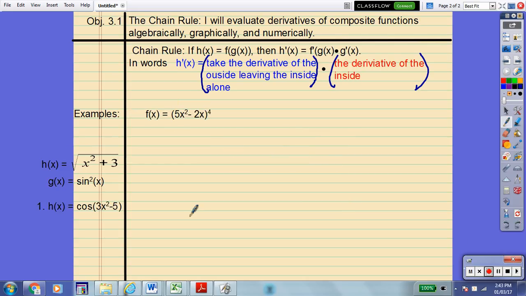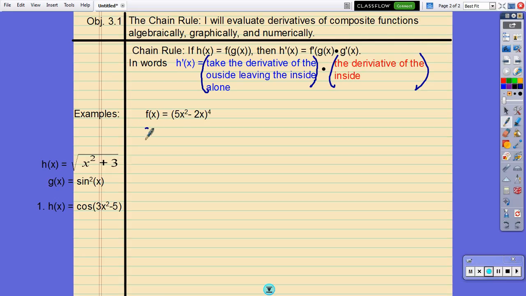So example 2, I have here a polynomial function. I notice I have 5x squared minus 2x being raised to the 4th power. Again, you have to identify what's the inside, what's the outside. Well, the inside clearly is this 5x squared minus 2x, and it's all being raised to this 4th power, which becomes the outside function. So the 4th power, that's my outside. This 5x squared minus 2x is the inside. So to take the derivative, I'm going to follow the rule.